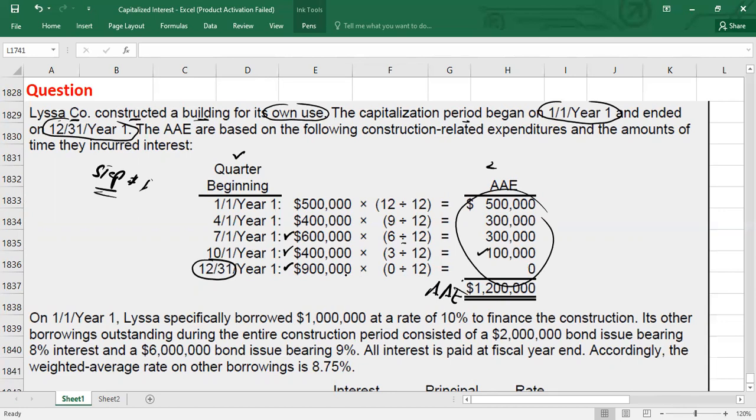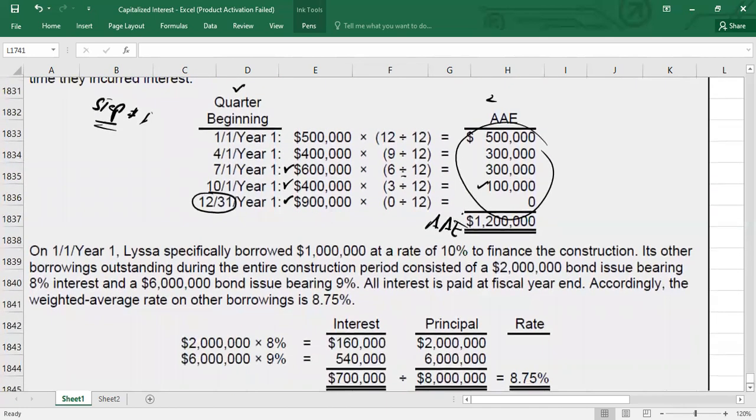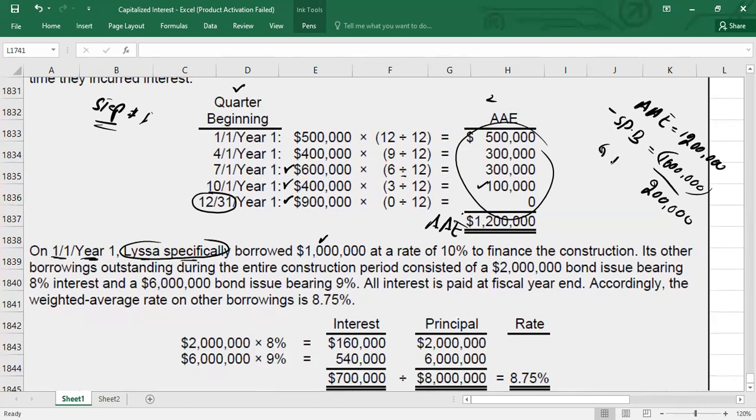Now, of course, in the question, you will also be provided with the data of a specific borrowing and general borrowing. So here we go. On January 1, year 1, Lisa specifically borrowed. This is specific borrowing. How much? 1 million. Now, guys, you should remember here, if your average accumulated expenditure is 1.2 million, you have here minus specific borrowing, which is 1 million. So the remaining 200,000 you are going to use from general borrowing. This is step number 2, which we have done.